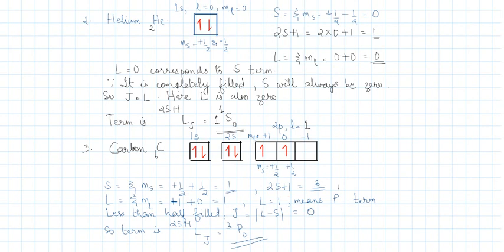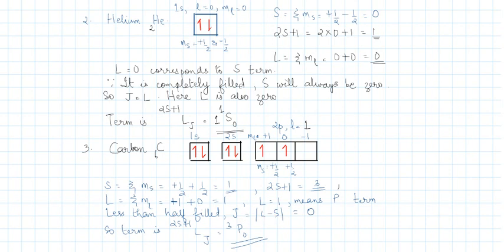Now, what is the value of capital L? Capital L is summation ML, which takes the value plus 1 and 0, because electrons occupy only these two states. And capital L equal to 1 means the corresponding term is P term. Now, this is a case where you can accommodate a maximum of 6 electrons, but there are just 2 electrons here. So, this is a case less than half filled. Now, for a less than half filled case, J can take the value mod L minus S.